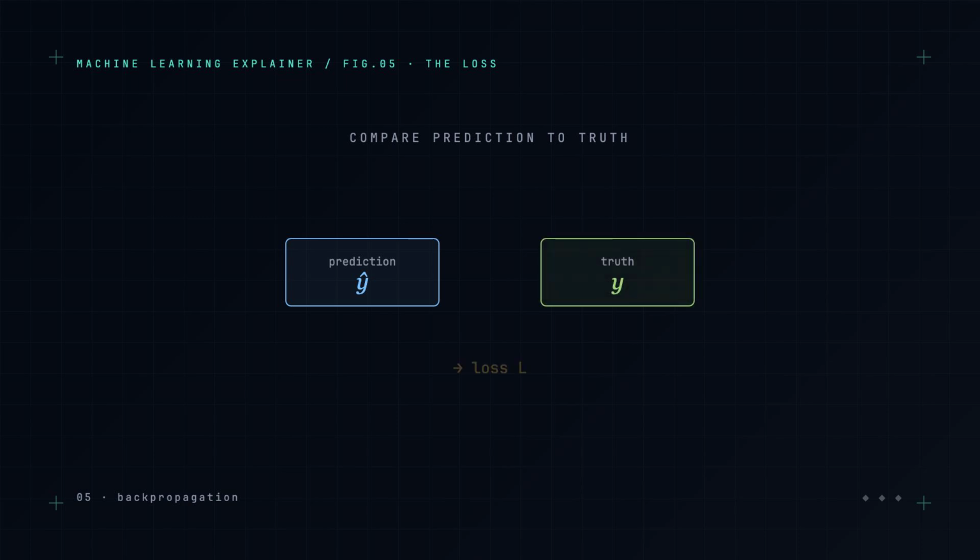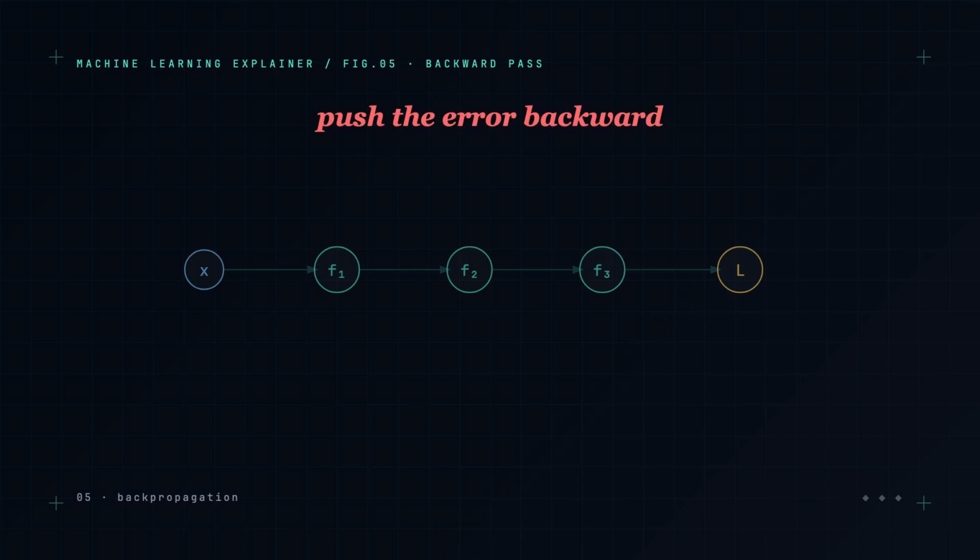Learning doesn't begin at the input. It begins here, at the loss, and works its way backward. This is the backward pass and the name backpropagation. We take the error at the loss and push it backward through the network, link by link, right to left. At each layer, we ask the same question: how much did you contribute to this error? The answer flows backward, getting handed from each layer to the one before it.